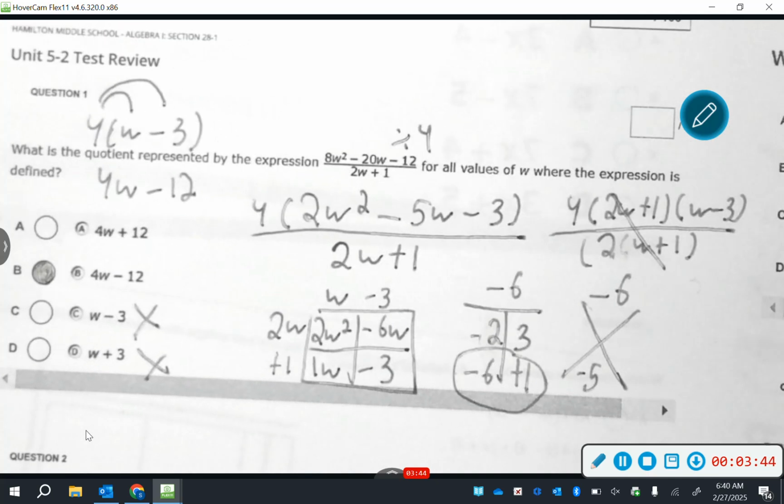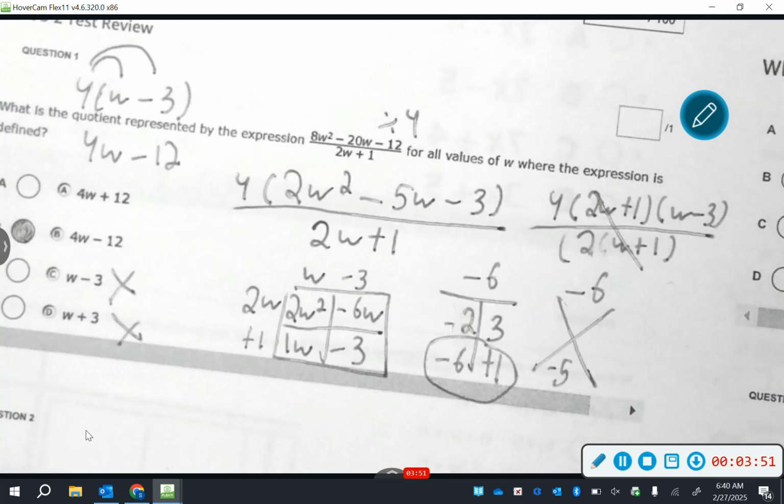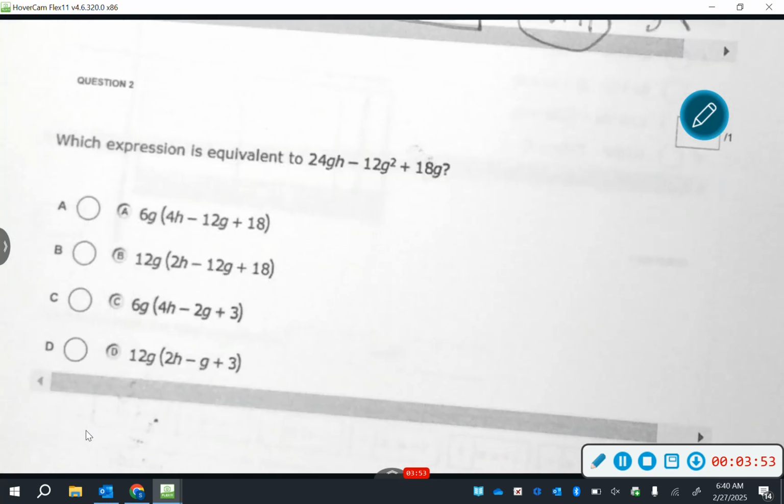My work is all over the place on that one. Good luck. Oh, didn't we do one like this last time?